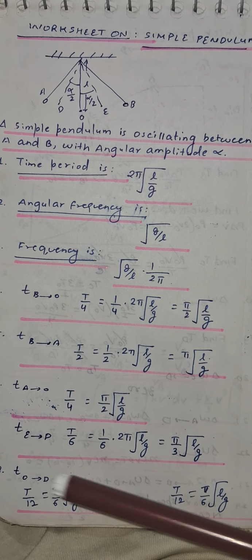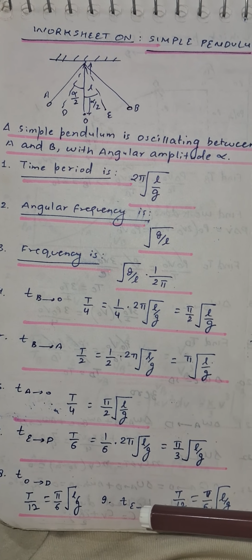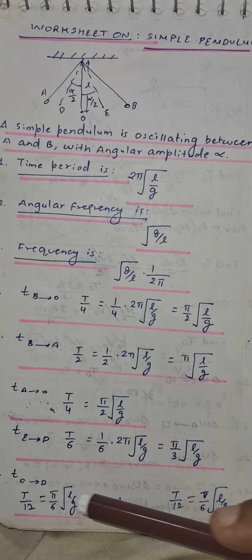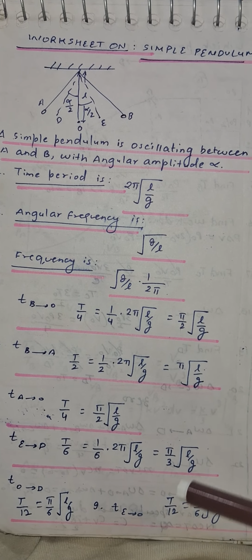Then is time taken from O to D. So from O to D again phase changes by 30 degree. So time here will be T by 12, so that will be pi by 6 root L by G. Then is time taken from E to O, same time will be taken.